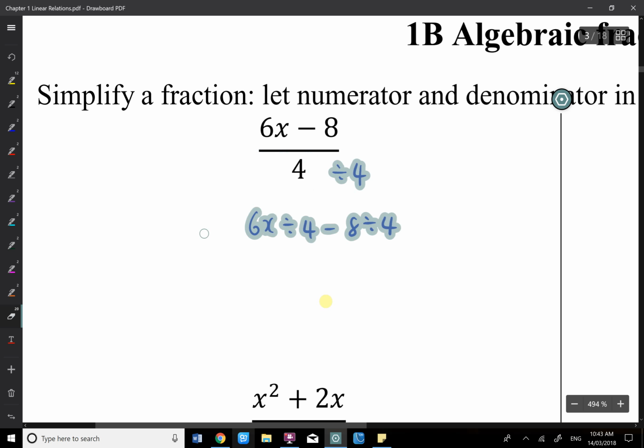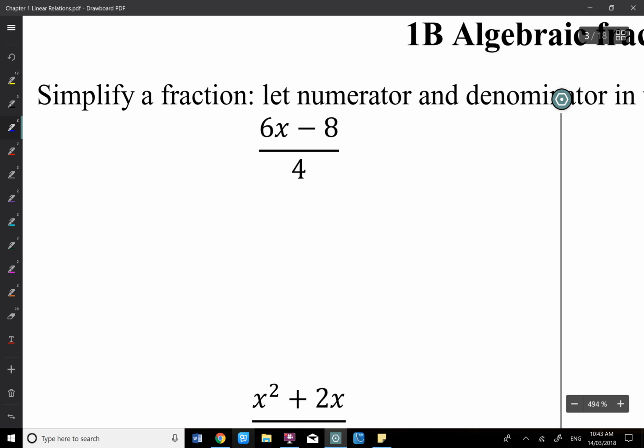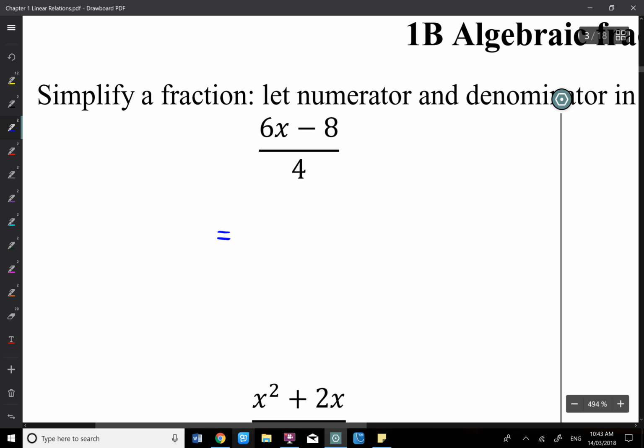So the correct way of doing this type of question is we need to factorize the top first, or factorize the bottom, whichever one has multiple terms. You need to factorize that. So to factorize this, we have 2 as a common factor, so we're left with 3x and the 4. And then the bottom is still 4.